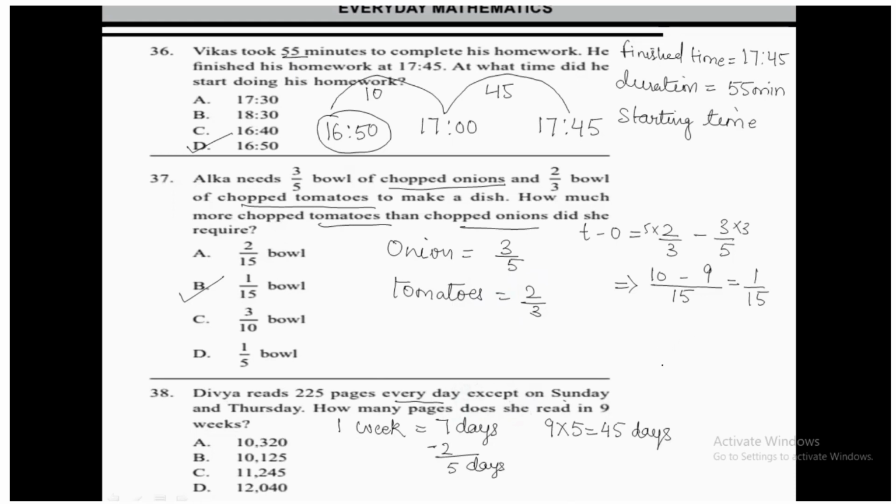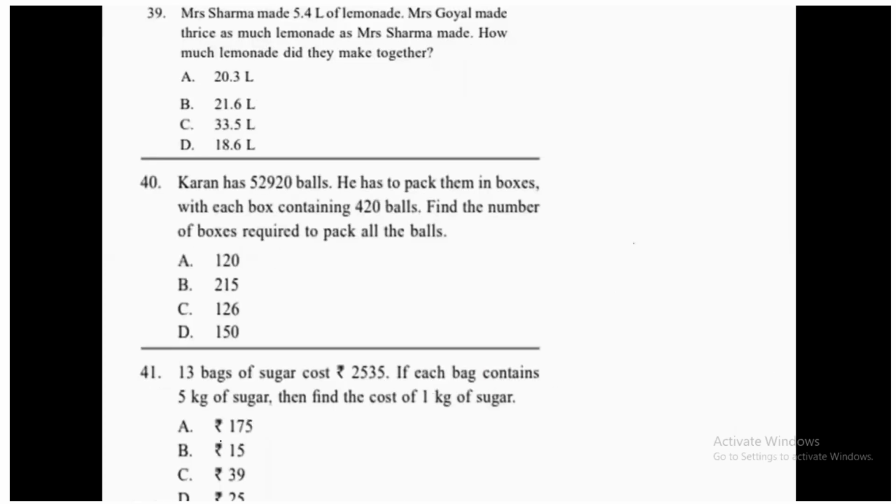So we will multiply 225 with 45. We need to multiply both the numbers. Let's see what we get after multiplying 225 with 45. If we multiply these two numbers, we will get 10,125. So that will be our answer, and that will be option number 2, which is option B. Understood? Okay, let's move on.